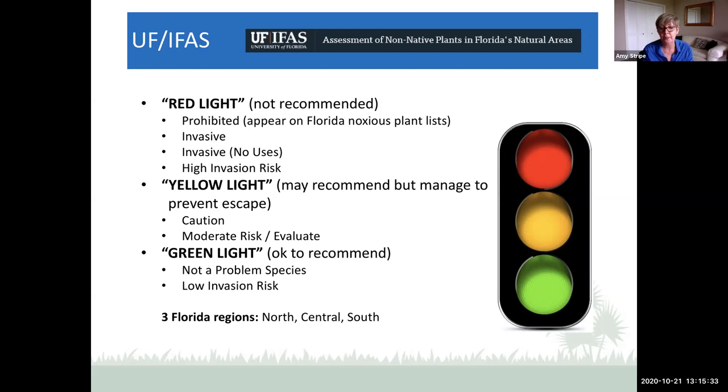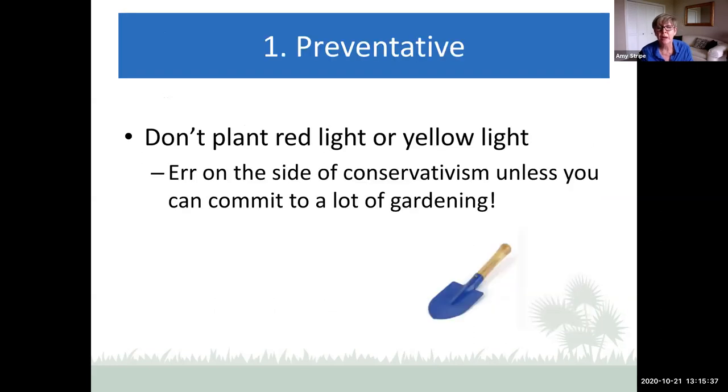So here's a couple of examples. I'm sorry, I'm getting ahead of myself. So in terms of the preventative, when you look at a red light or a yellow light, you're probably better off just not going there. Do not plant those. If you must plant a yellow light, well, really, you want to err on the side of conservatism unless you can commit to a lot of gardening.